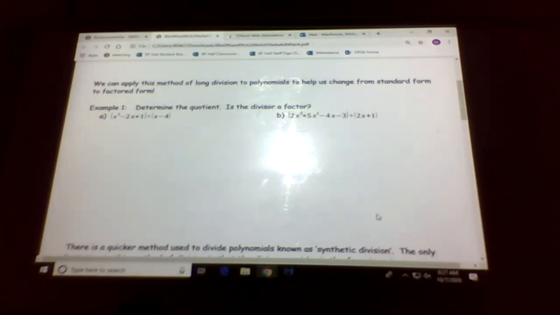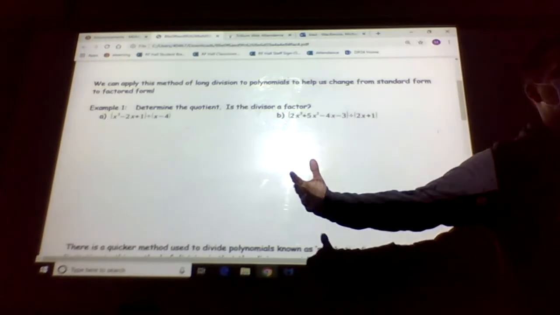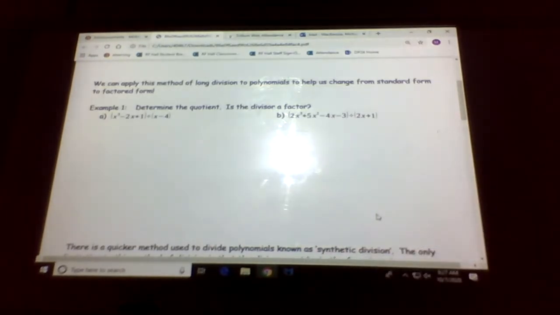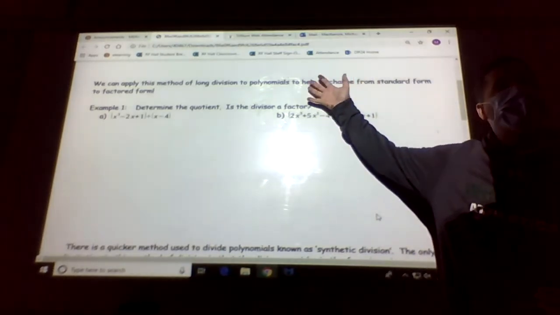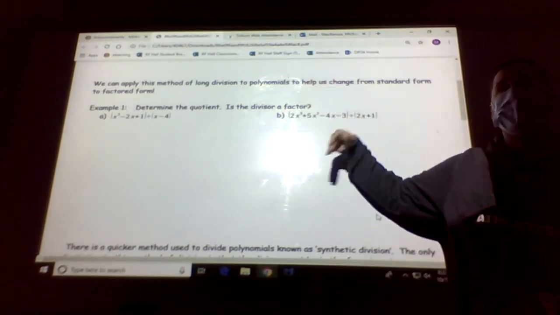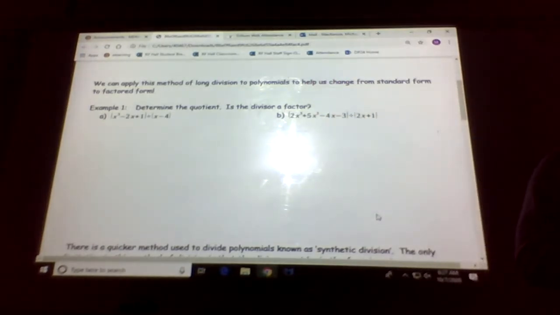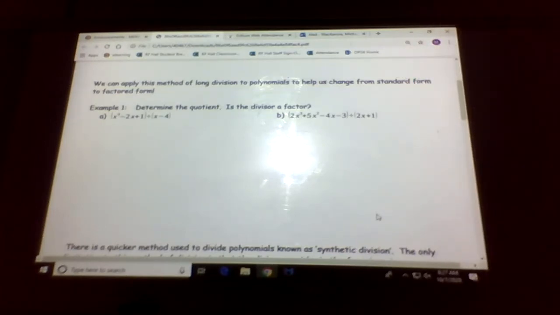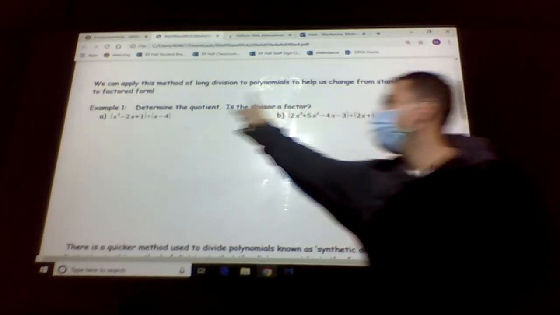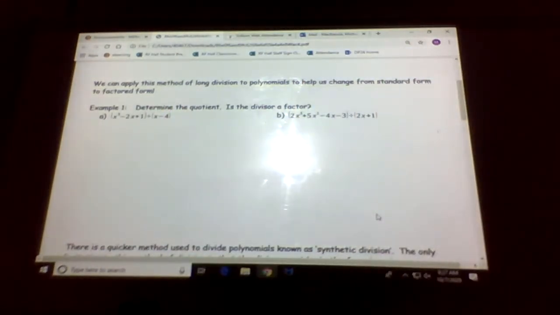Now we're getting to larger and larger polynomials, so degrees of 3, degrees of 4, degrees of 5. That is very difficult to factor with any method. So we divide using long division or synthetic division to factor the polynomial. So we're dividing now to factor. That's what it's telling you here, to go from standard form to factor form.